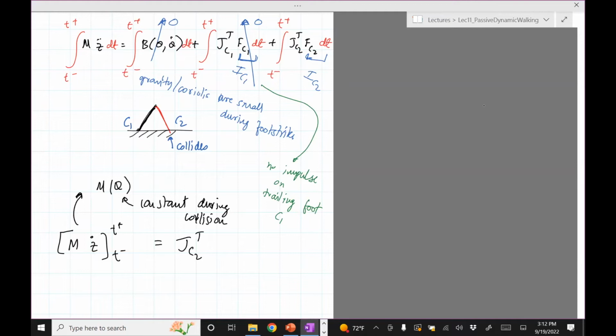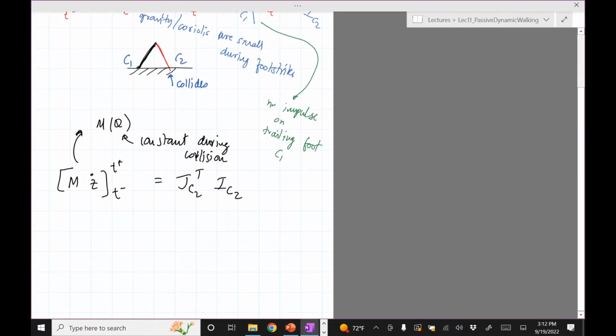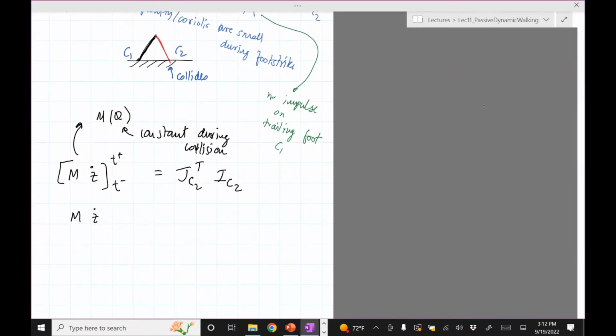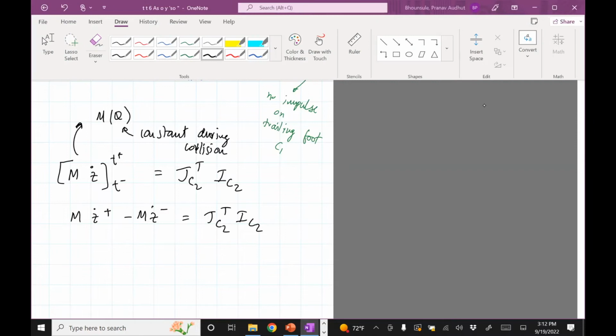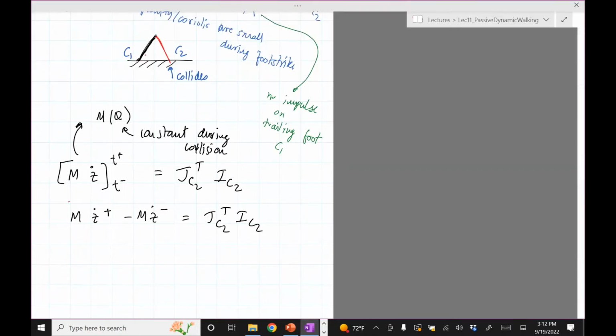Jc2. Again, Jc2 is the derivative of the position with respect to q. It only has angles in it. I can assume that to be constant because the angles don't change. And I'm just going to take the integral of Fc2 dt as Ic2. That's the impulse which I need to compute. Okay, so this can be written as m z dot plus minus m z dot minus equals Jc2 transpose Ic2. Let's call that 1.